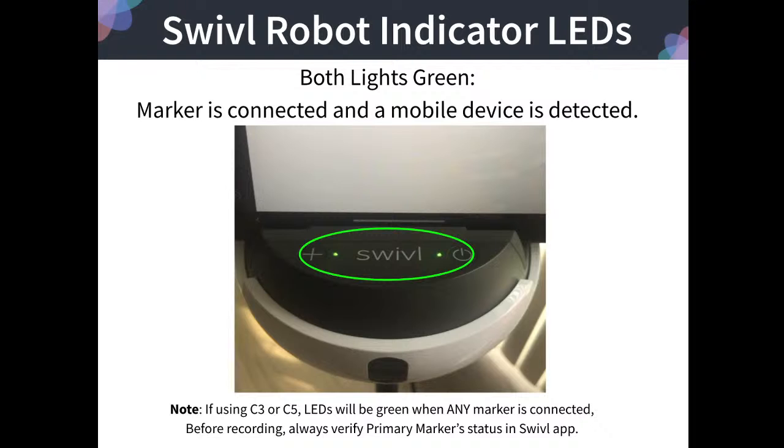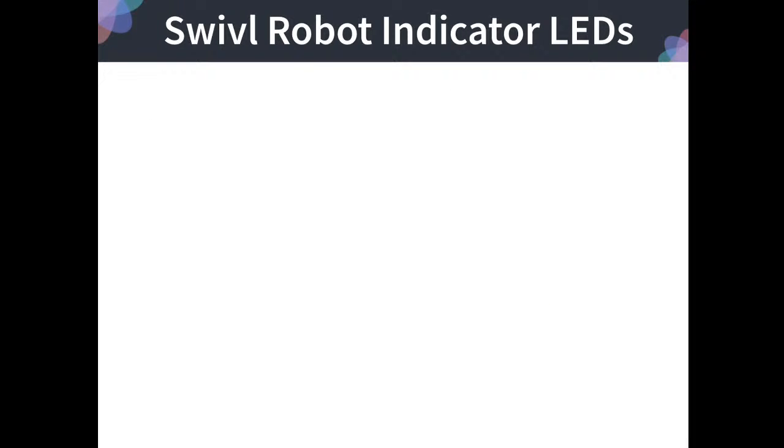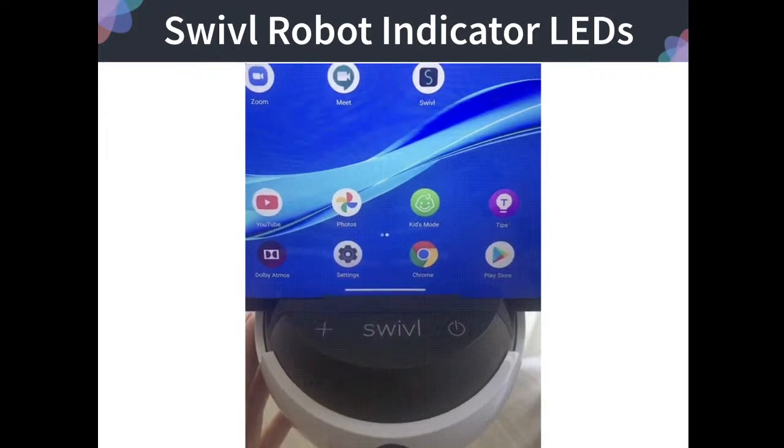When we talk about both green lights, that's actually what you want to be working at the same time. You want to have a green light on the left side as well as the right. That means your marker is connected as well as your mobile device, your iPad. And this will be the same whether you have the C model, C3 model, or the C5 model, depending on what your school actually chose.